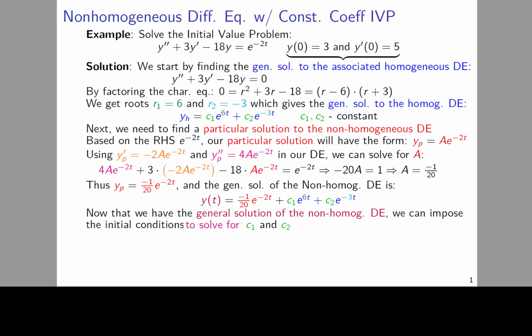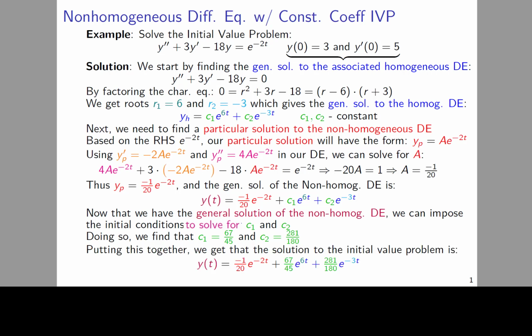Imposing these conditions gives that c1 is 67/45 and c2 is 281/180. Putting these back into our general solution gives us the solution to the initial value problem, which is y(t) = -1/20 e^(-2t) + 67/45 e^(6t) + 281/180 e^(-3t).